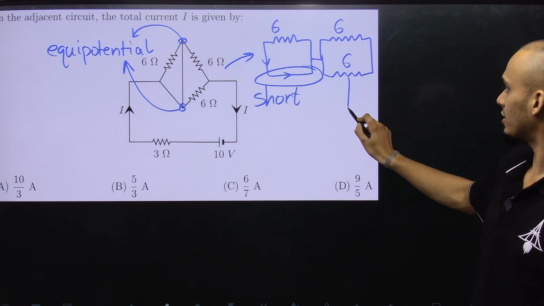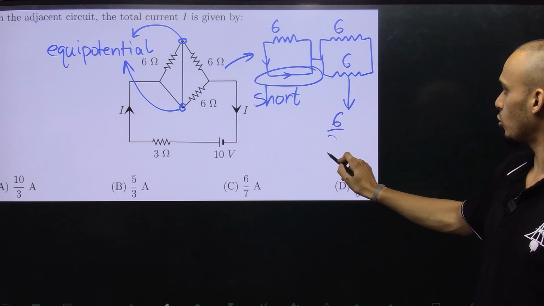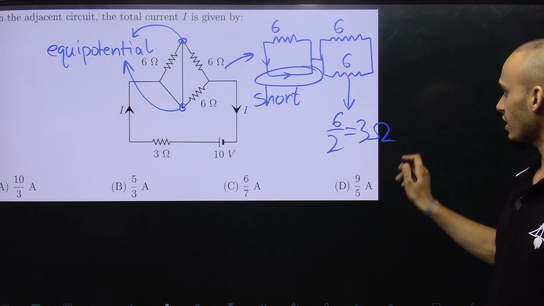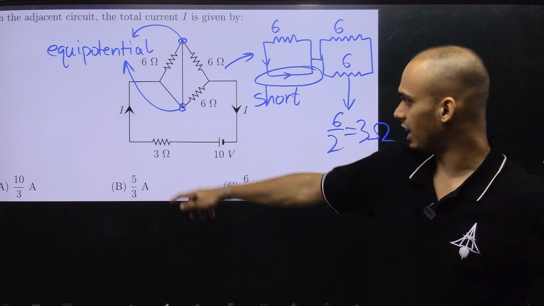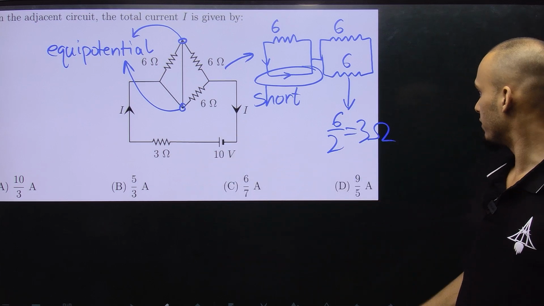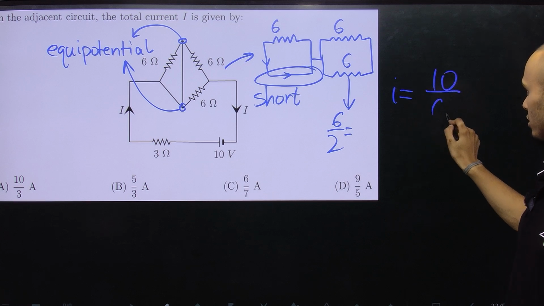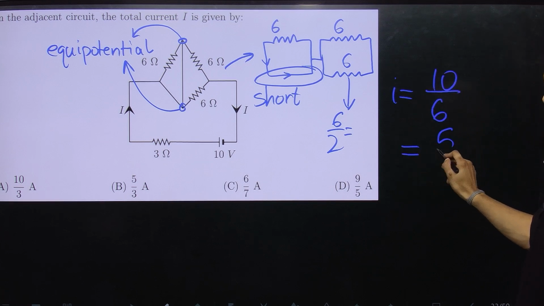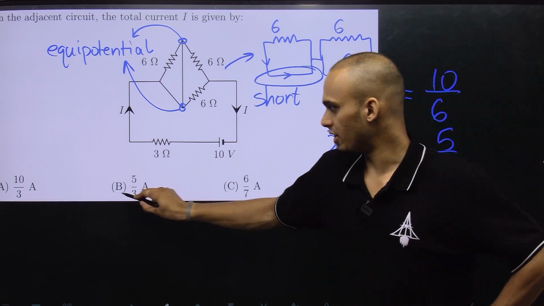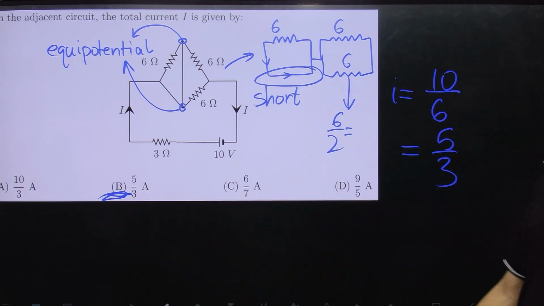The equivalent resistance of this will be 6 by 2, that is 3 ohms, and connecting in series with another 3 ohms, we will get current equal to total voltage 10 upon total resistance 6, that's equal to 5 upon 3 ampere, matching with option B in this case.